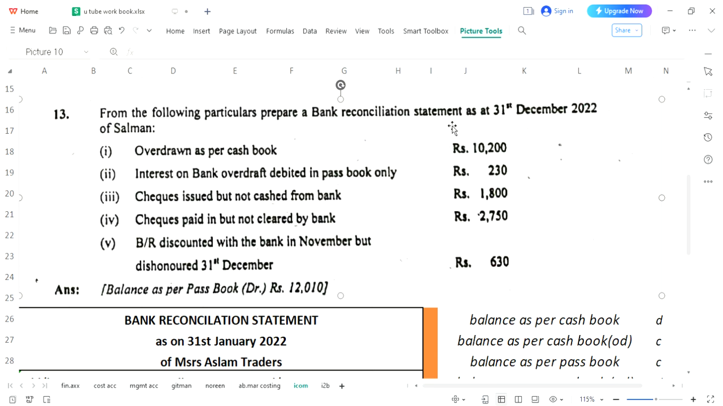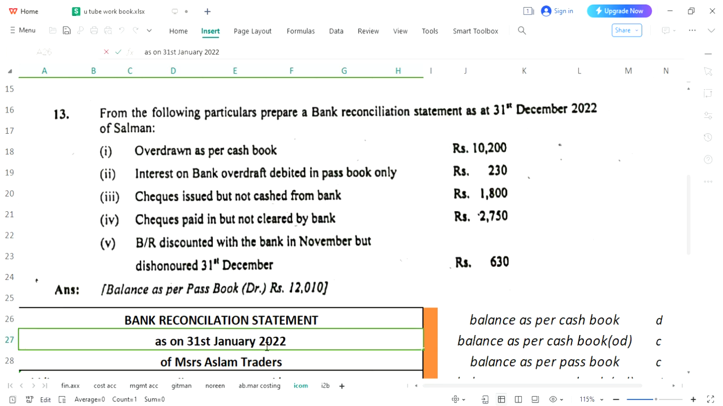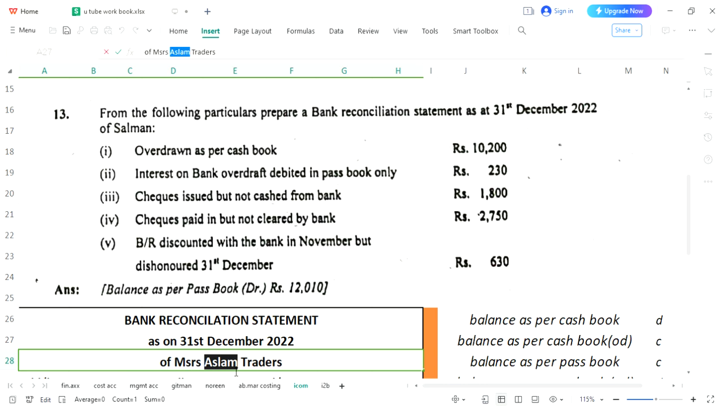The very first thing is to write down your headings. First line is fixed for bank reconciliation statement. Second line is fixed for the date, and the date has been mentioned. It is for December, so we are replacing it with December. Next is to see for whom we are making this BRS. Salman has been written, so you may replace the older name with Salman. In this way, headings are completed.